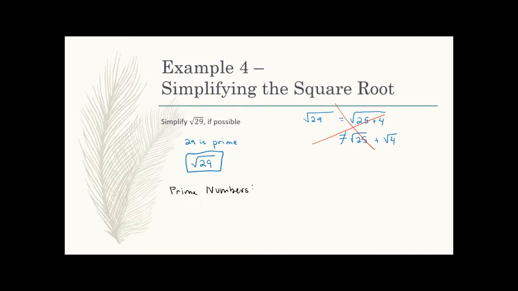So we start with 2. So 2, 3, 4 is not, 5, 6 is not, 7, 11, 13, 17, 19, 23, 29, 31, 37, I think 41 is another one.